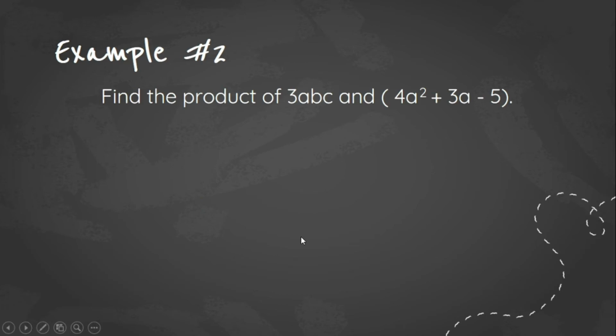Example number 2 is find the product of 3abc and 4a squared plus 3a minus 5. Yung kanina in na example natin, we just multiply monomial to monomial. Ano ba pag sinabi nating monomial and monomial? One term only to one term only. But in this case, we need to multiply na a monomial. This is one term. Tama? And we have here trinomial na. 3 terms. Kasi we have 3 terms here. That's why trinomial. So what will happen if we have that case?